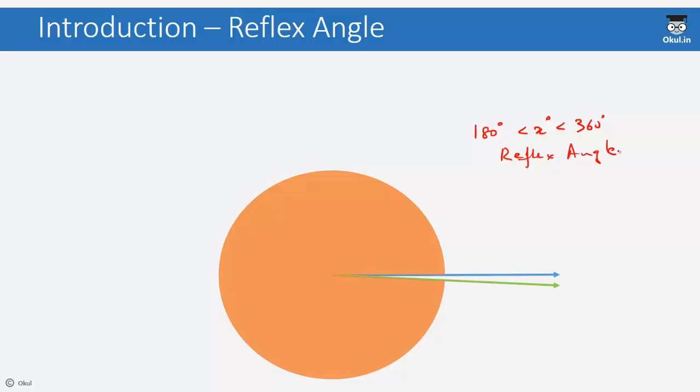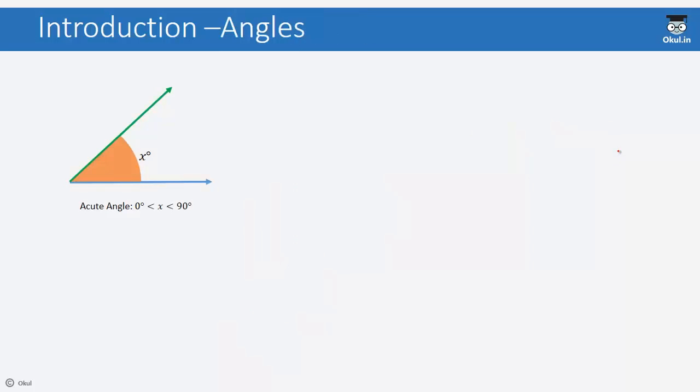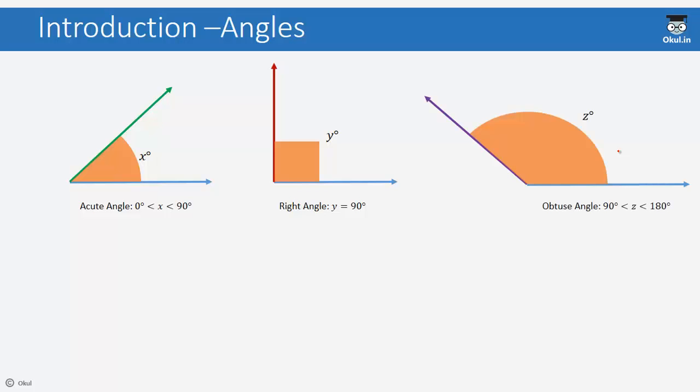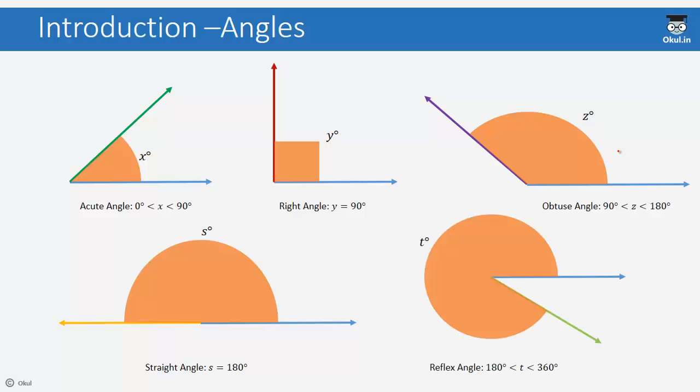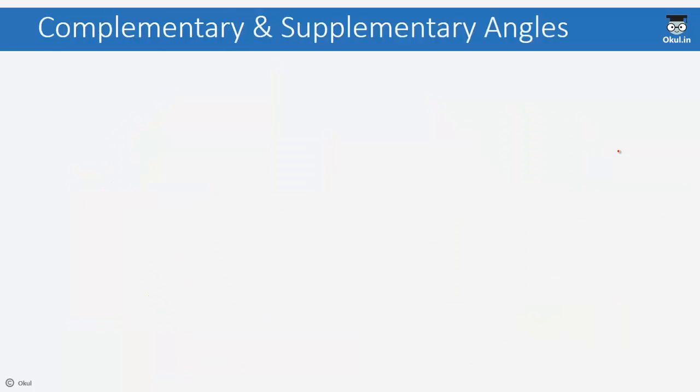Now let us summarize what we have learned till now. We have an acute angle if the value of the angle is between 0 and 90 degrees. We have a right angle if the value is 90 degrees. An obtuse angle lies between 90 degrees and 180 degrees. Then we have a straight angle, in which the value of the angle is 180 degrees, and the reflex angle lies between 180 and 360 degrees. Now, what are complementary and supplementary angles?